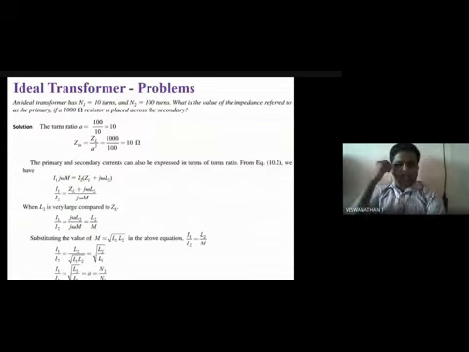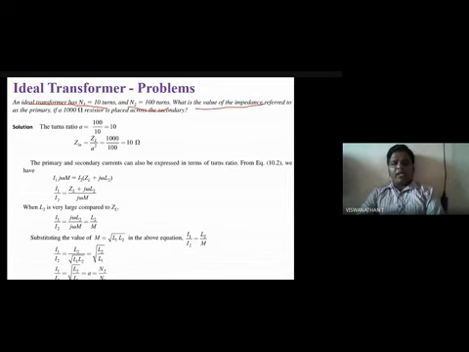For this we solve some problem. They give an ideal transformer with N1 equal to 10 turns, N2 equal to 100 turns. We need to identify the impedance with respect to the primary. The load is a 1000 ohm resistor across the secondary. Our first aim is to calculate the turns ratio. What is the turns ratio? N2 by N1. So I get 10. Then I need to find the input impedance.